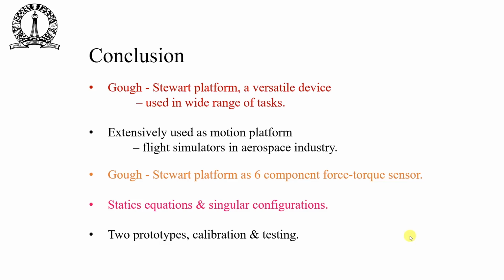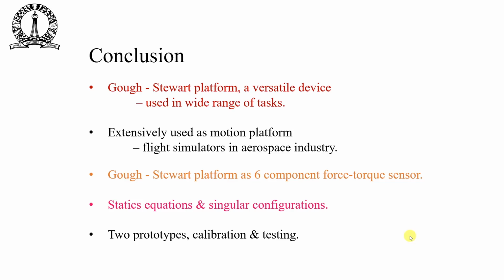So in conclusion, the Gough-Stewart platform is a very versatile device. Okay, it can be used in a wide range of tasks. It can be used for tire testing originally. It can be used for orienting a mirror. It can be used for various things in industry for manufacturing. One of the most common uses of a Stewart platform is for flight simulators in aerospace industry.